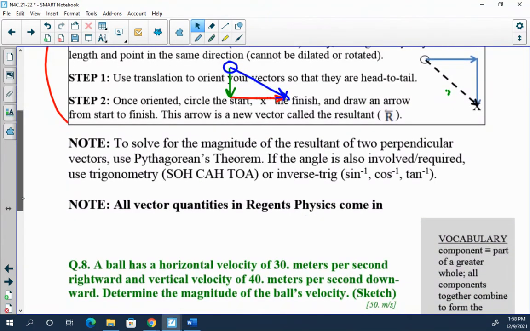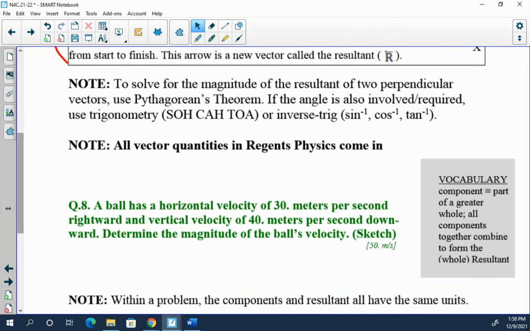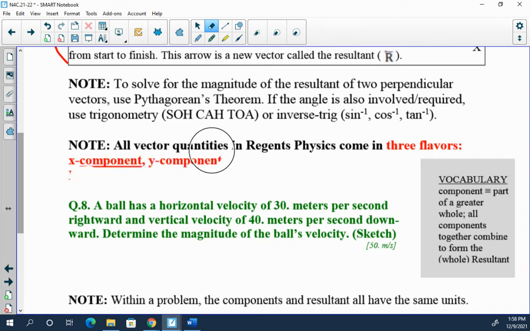Mathematically, this is very easy. Here we go. Here is a little bit of an aside, but it's going to become very relevant this unit, Unit 4. All vector quantities in Regents physics come in 3 flavors. The flavors are X, what we call the X component, Y, what we call the Y component, and the combination of the two, which we call the resultant.